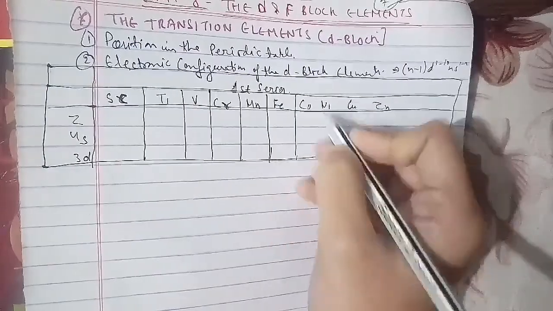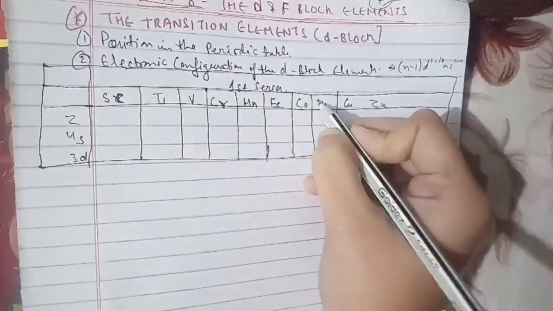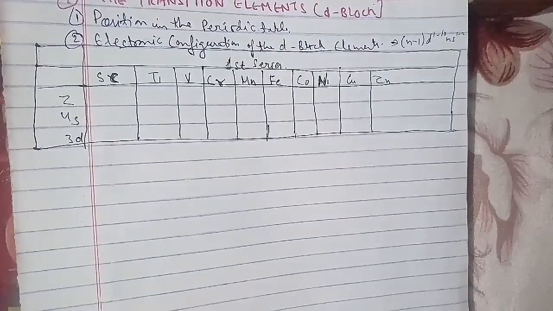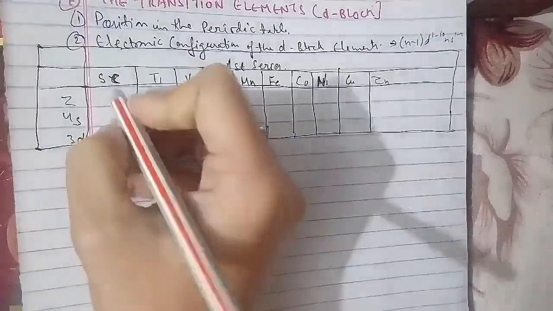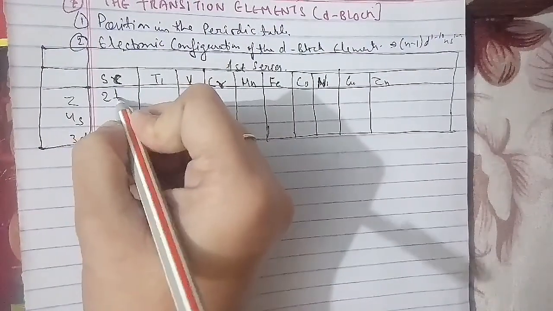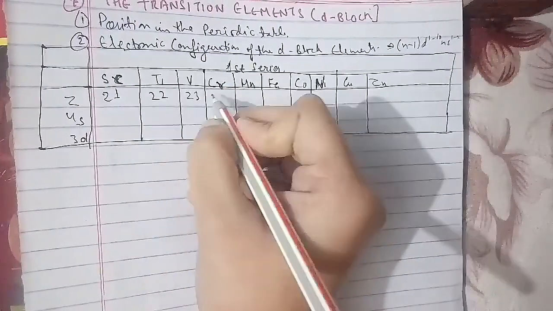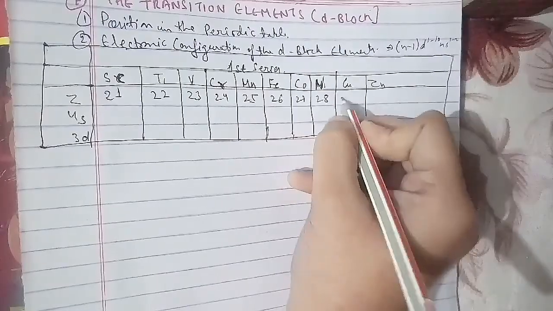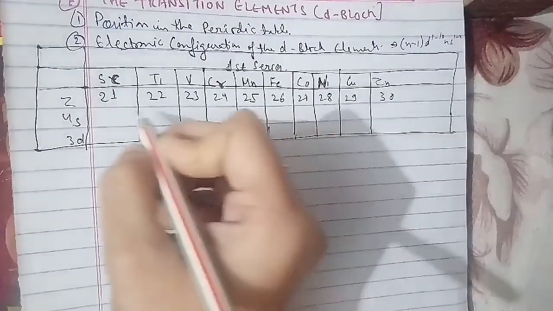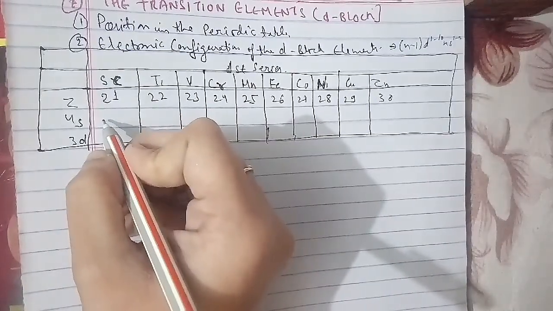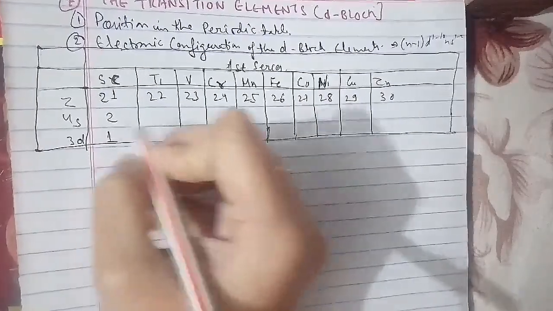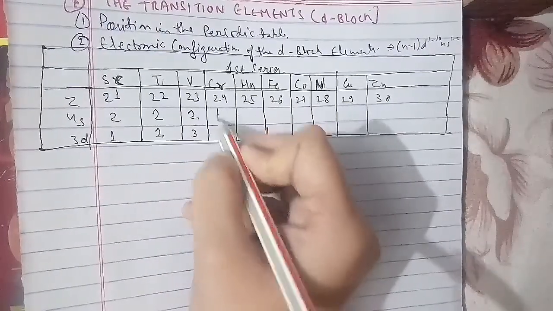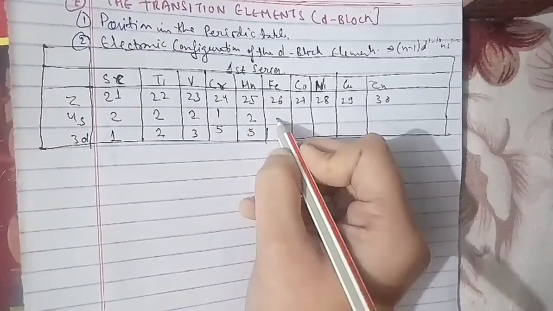So we'll go ahead with the filling first. I will write the atomic numbers for all so it will be clear. From 21 to 30, we have 21, 22, 23, 24, 25, 26, 27, 28, 29 and 30. For the 4s orbital the filling is 2, with 3d 1, 2, 3, 5, 5, 6, 7, 8, 10, 10, and 4s 2, 2, 2, 1, 2, 2, 2, 2, 1, 2. This is how the filling takes place.